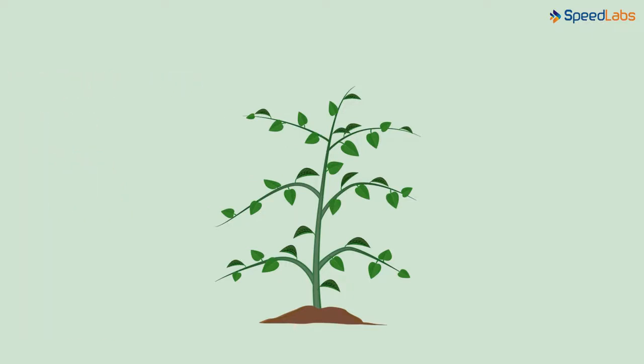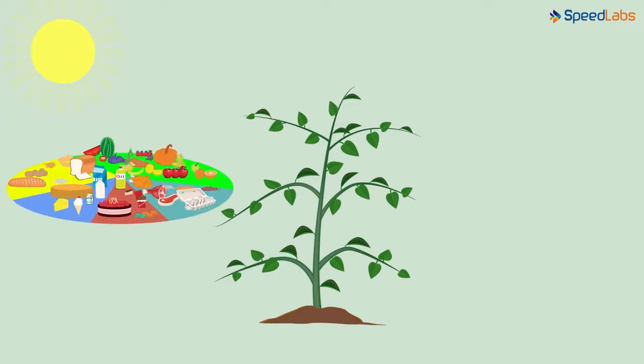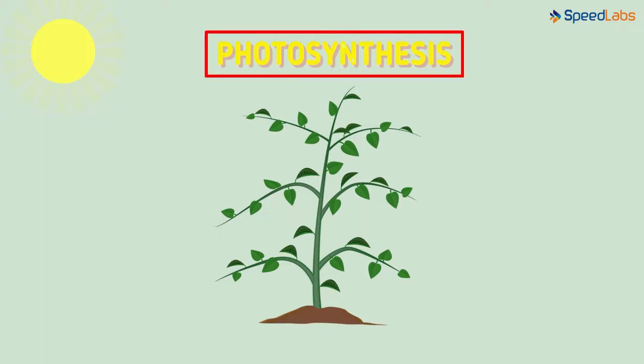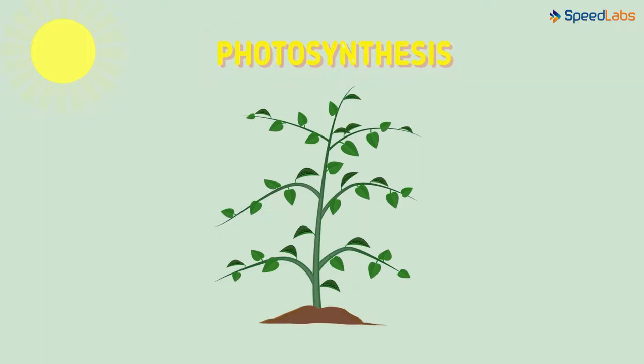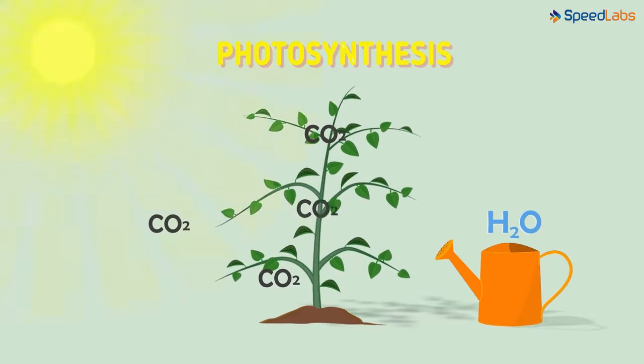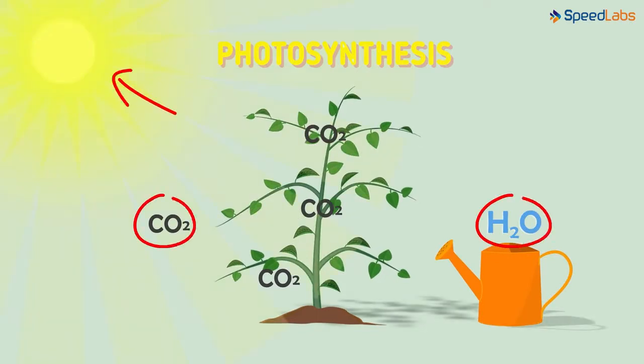Before we move on to how plants respire, let's see how they use the energy from the sun to make food. Remember, we humans eat food to survive, but green plants make their own food. And that process is called photosynthesis. The process by which green plants make their own food is photosynthesis. How does it happen? There are three things that the plant needs for photosynthesis: carbon dioxide from the air, water, and light. Yes, with just these three things, plants create their own food.